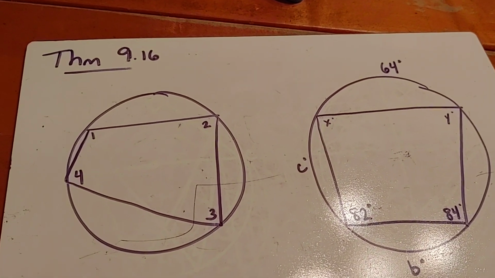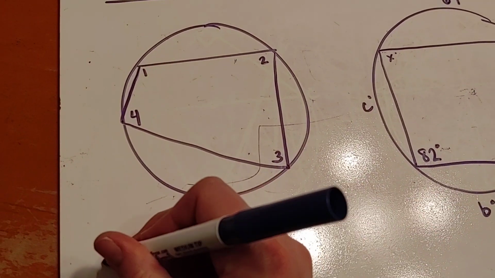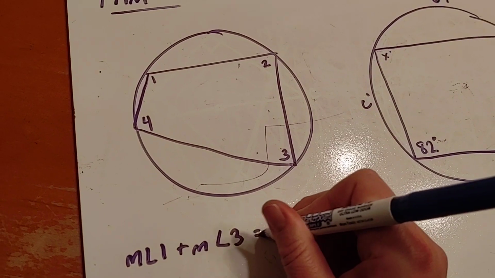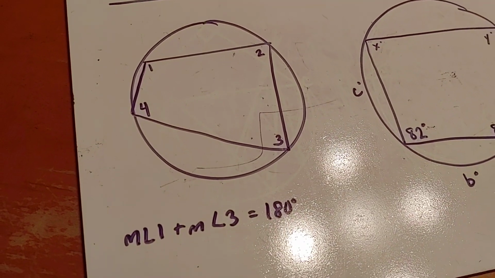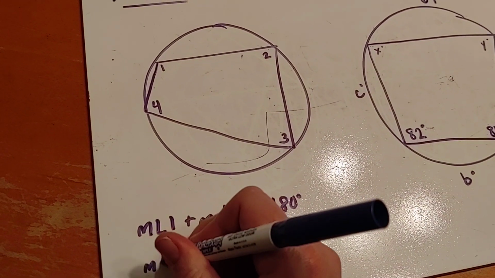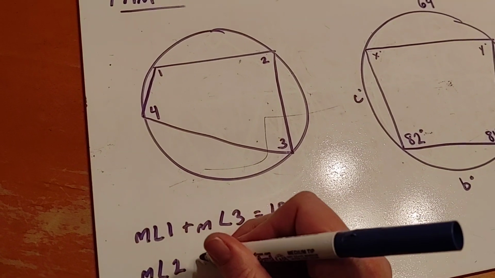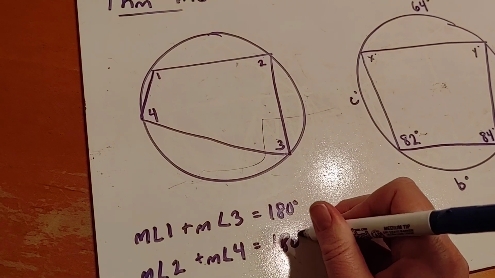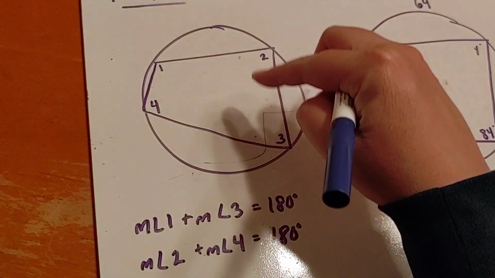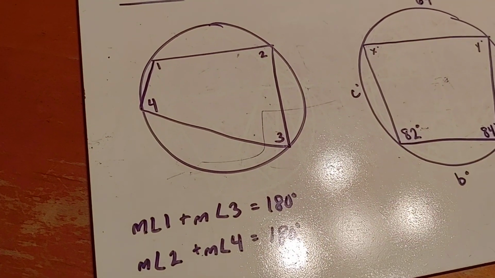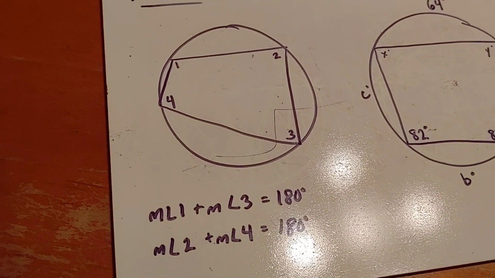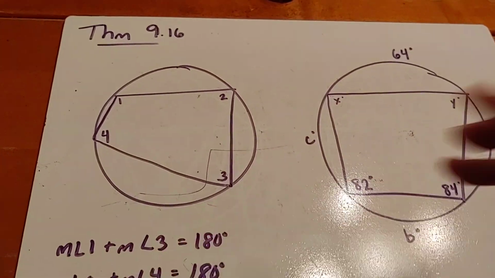Ooh, supplementary adds to 180. So that means that the measure of angle 1 plus the measure of angle 3 equals 180 degrees. Or also I should say, the measure of angle 2 plus the measure of angle 4 in this picture equals 180 degrees. So opposite angles are supplementary in an inscribed quadrilateral. Very cool. All right, make sure you have that as part of your notes.